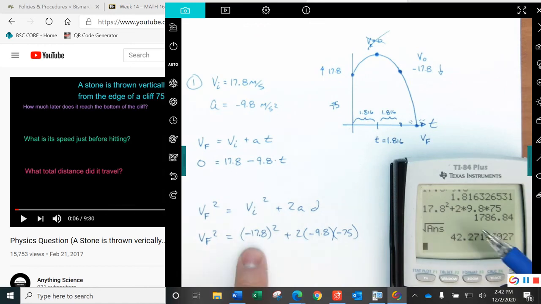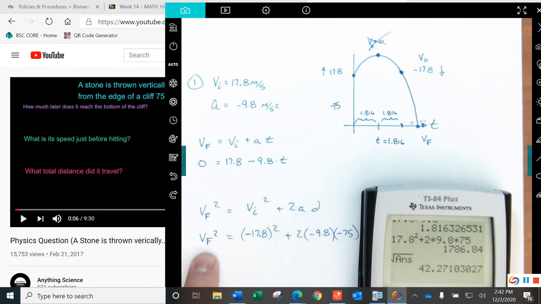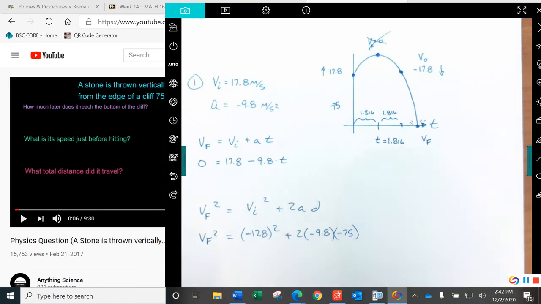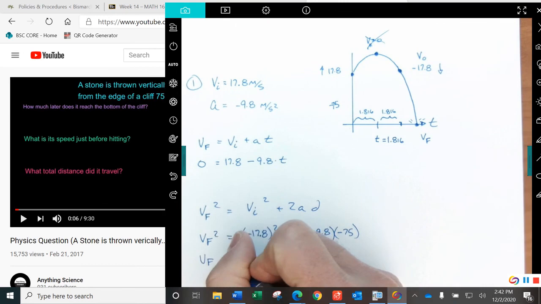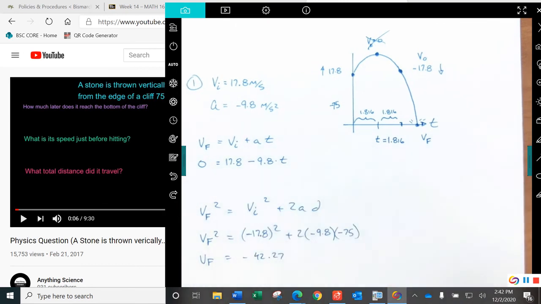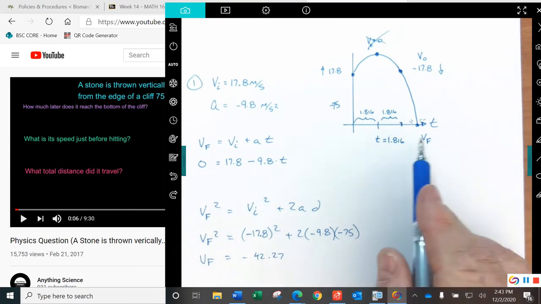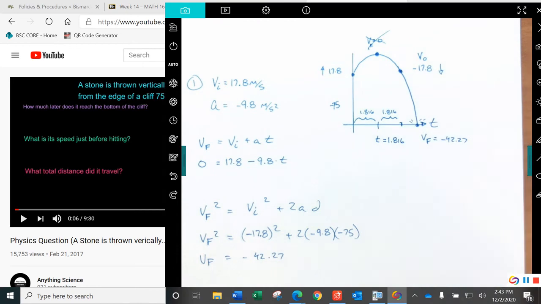I did type this into the calculator, and I got a final velocity of 42.27 meters per second. Remember, I took the square root of it. So I do have positive and negative. The velocity is negative. It's on its way down. So the final velocity is negative 42.27 meters per second. That's what this negative 42.27 is on its way down.